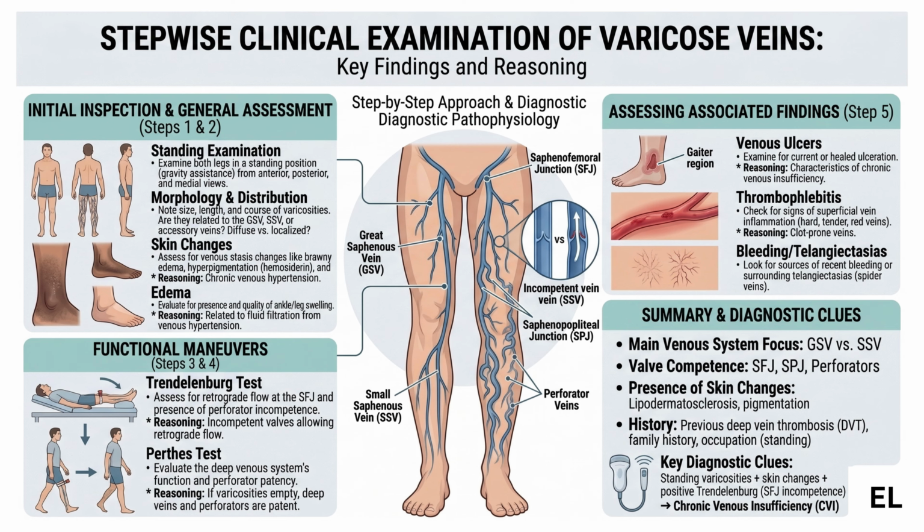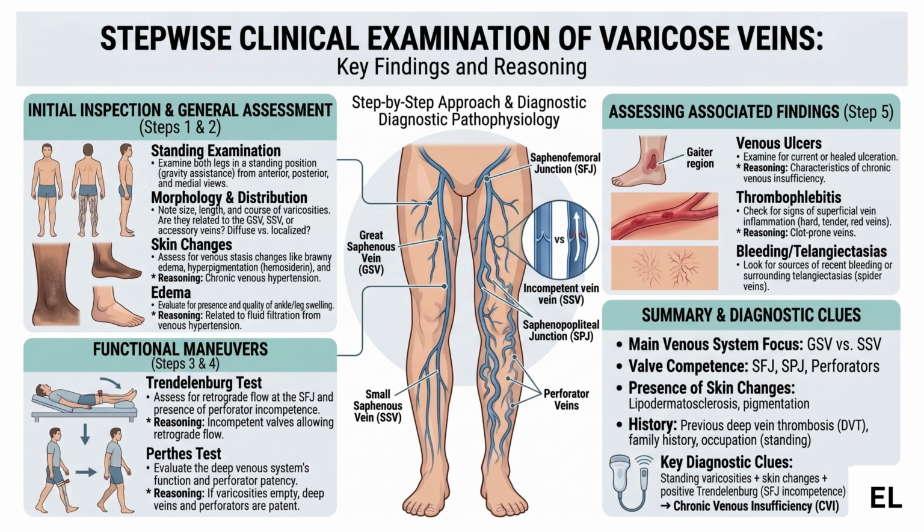The reasoning behind this test is based on retrograde venous flow due to incompetent valves. Normally, venous valves prevent backward flow of blood, but in varicose veins these valves fail, allowing reflux and venous pooling. Another important bedside maneuver is the Perthes test, which evaluates the deep venous system and perforator vein patency.